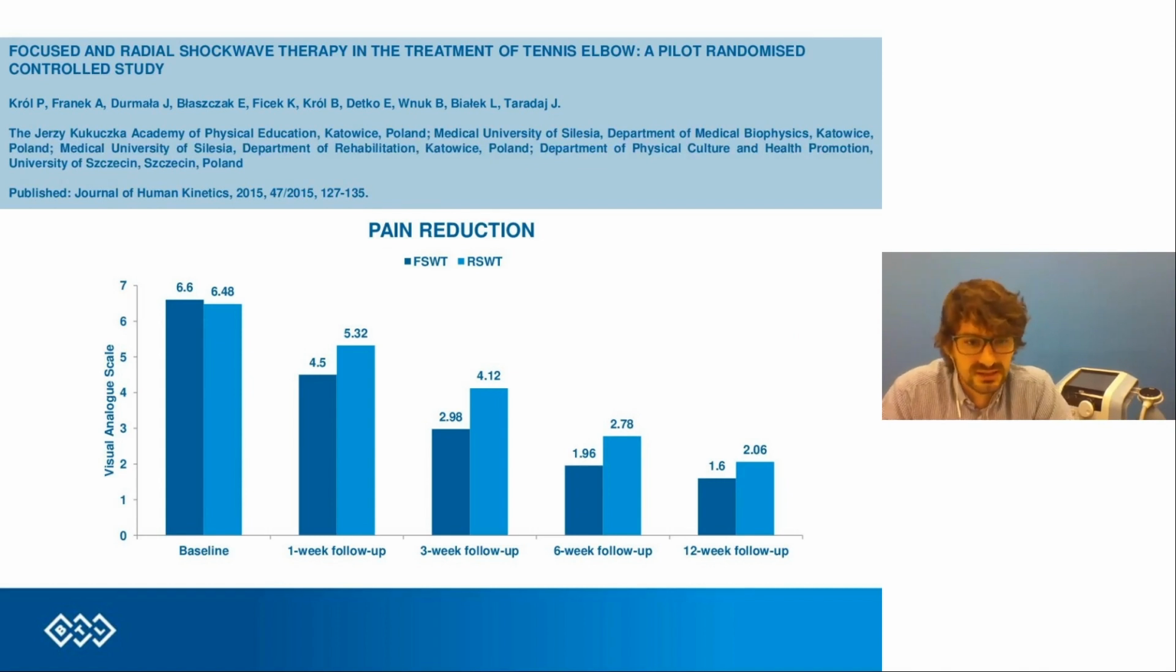So these are the results of the decreasing of the visual analog scale, of the decreasing of the values. And you can see that the focus shockwave therapy in this case was superior compared to radial shockwave. Whereas with the dark blue color, you can see that the decrease of the pain was, let's say, more significant when compared to the radial shockwave.